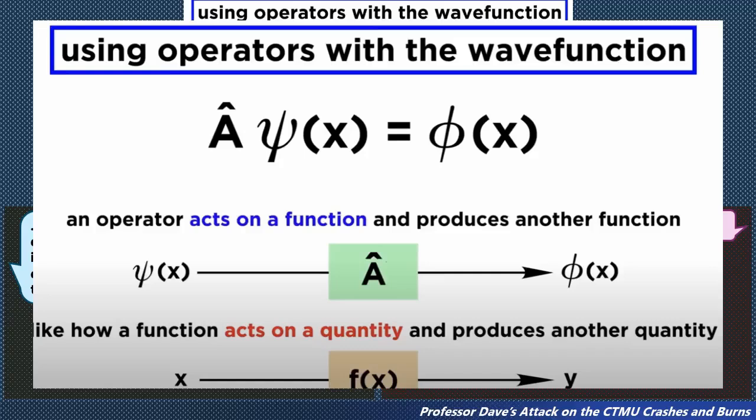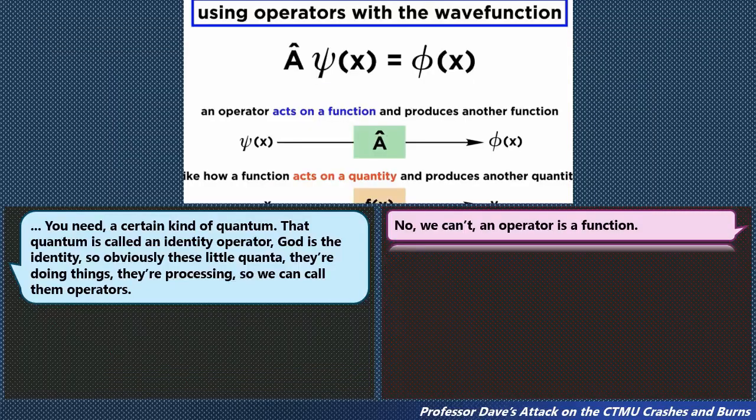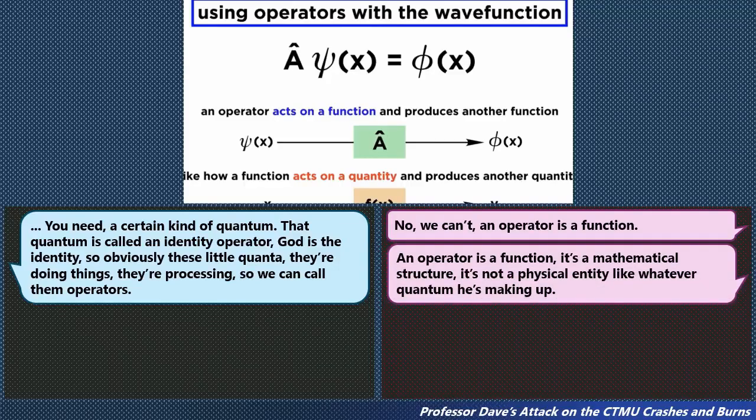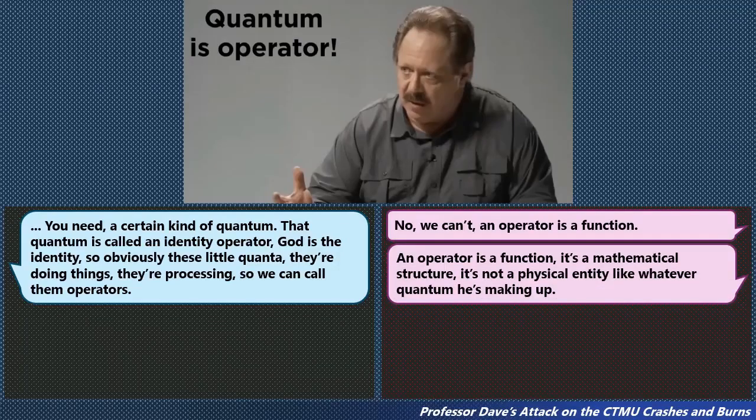The professor's slide shows that a function acts on a quantity. Why can't quanta that are processing states do that? I have a feeling that Professor Dave's reason is going to end up being that they're different words, again. An operator is a function. It's a mathematical structure. It's not a physical entity like whatever quantum he's making up.